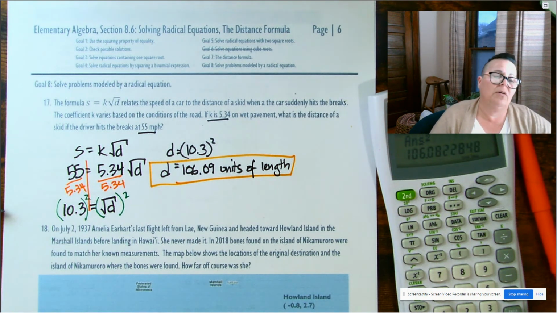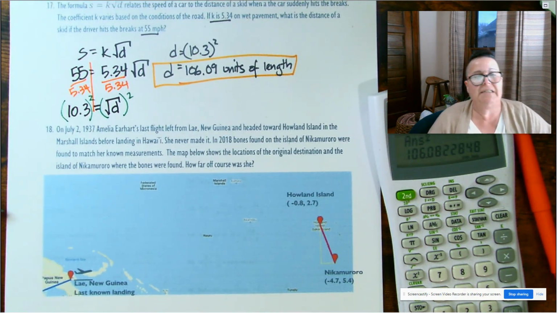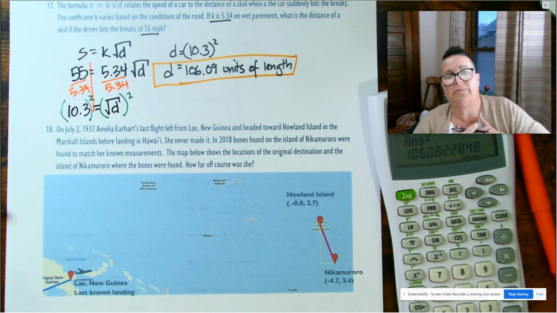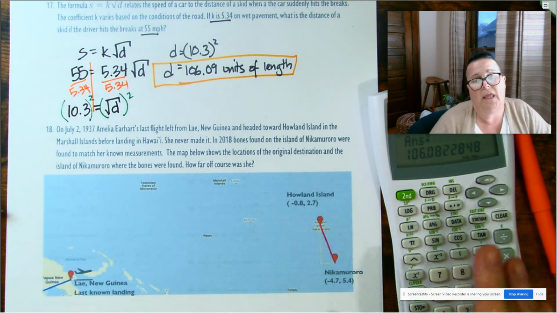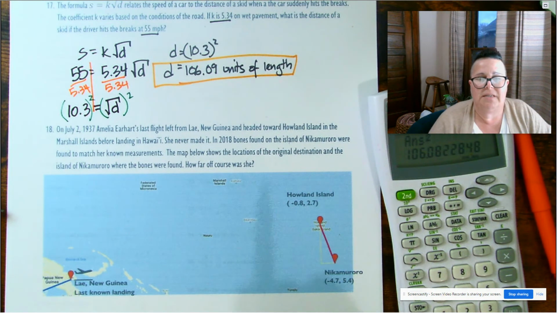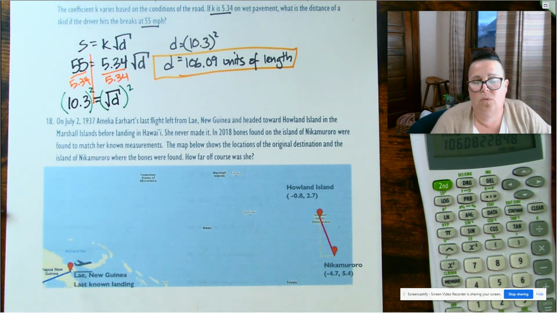Okay. Oh, this is one of my favorite problems. Okay, on July 2nd, 1937, Amelia Earhart, she's one of my heroes, her last flight left Lae, New Guinea, and headed towards Howland Island in the Marshall Islands before landing in Hawaii. She never made it there. In 2008, bones found on the island of Nikumaroro were found to match her known measurements. The map below shows the locations of the original destination and the island of Nikumaroro where the bones were found. How far off course was she?